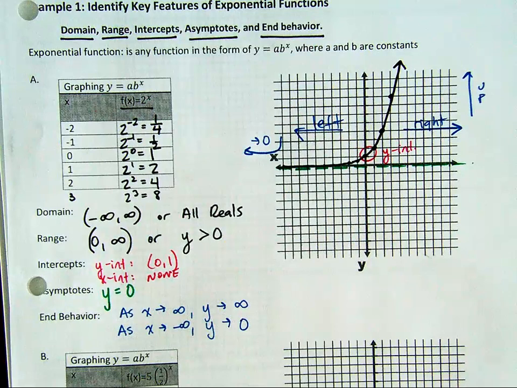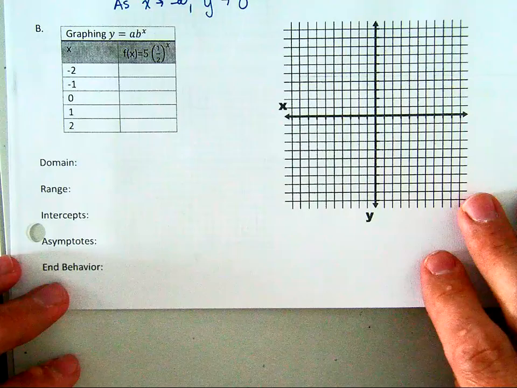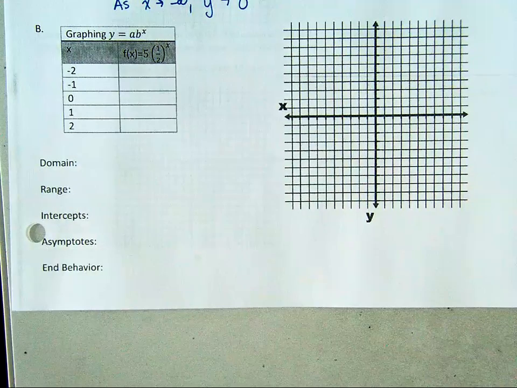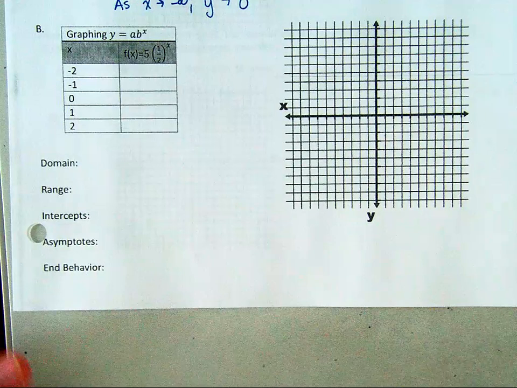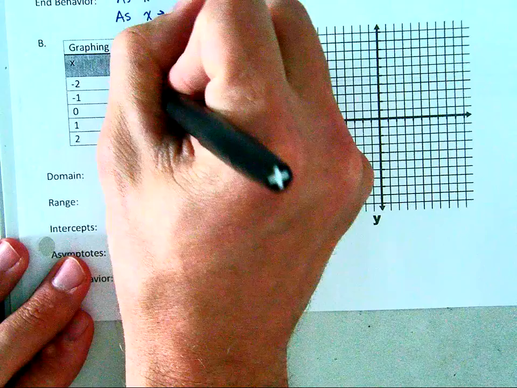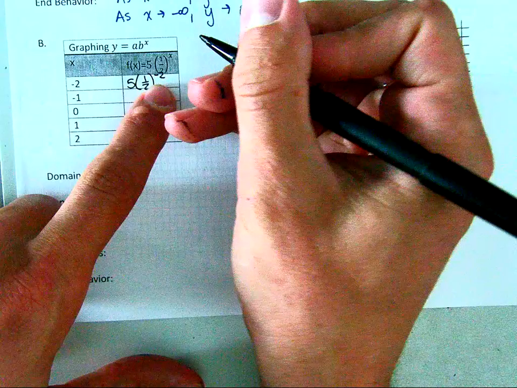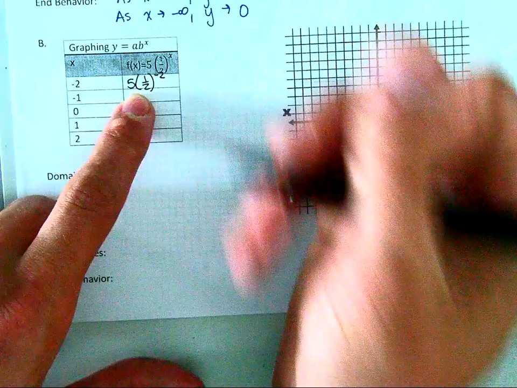Okay, for b. All right, so this time our function is 5 times 1/2 to the x. So I'm going to do the same thing. We're going to start off with the table of values. 5 times 1/2 to the negative second. This negative exponent is only going to affect the fraction here. So this right here is going to be the equivalent of 5 times 2 to the second, which is 20.